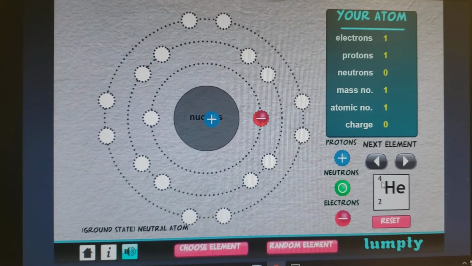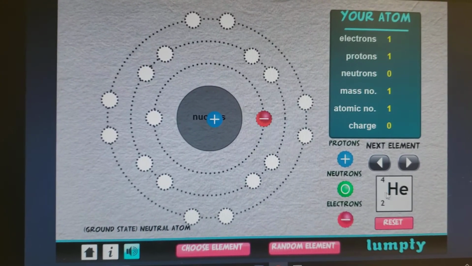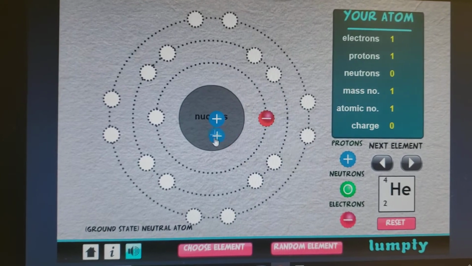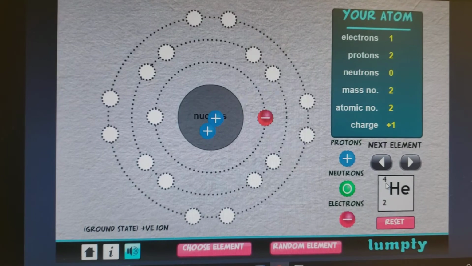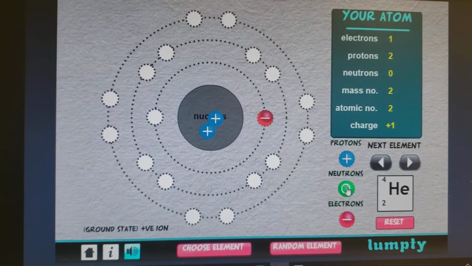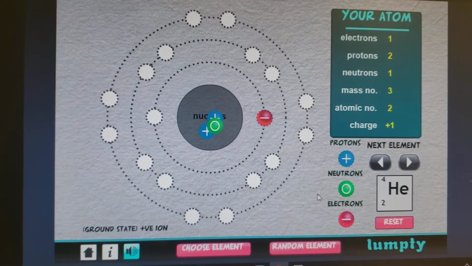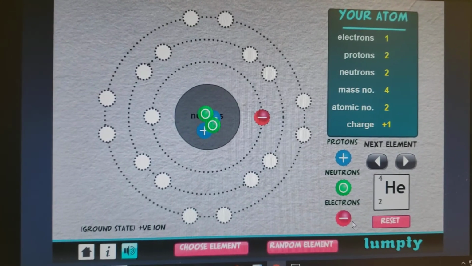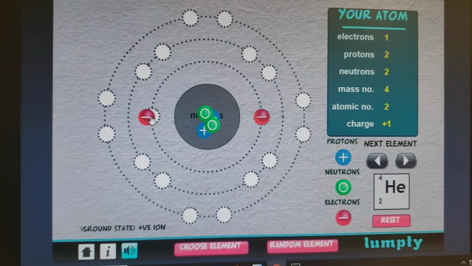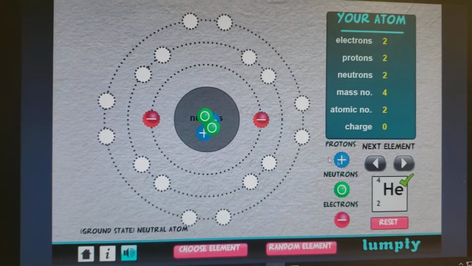Helium, see how it's not green anymore? Well, our atomic number is 2, so we need 2 protons. And our mass is 4, so how many neutrons do we need to balance that out? We need 2, and then to balance out our electrons, we need to make sure there's 2 there. So that's how you do it.